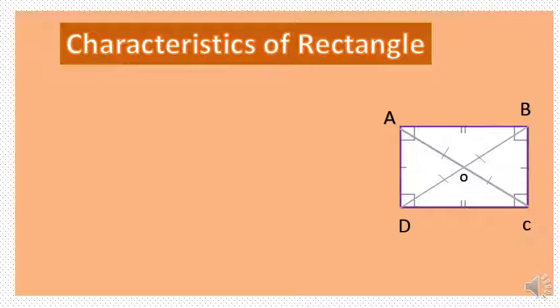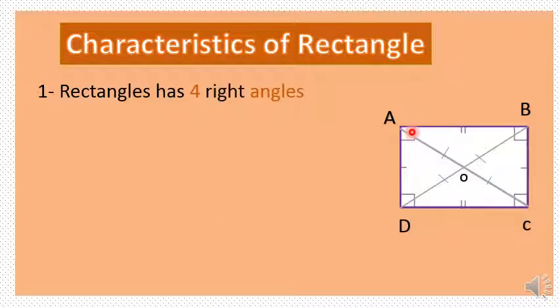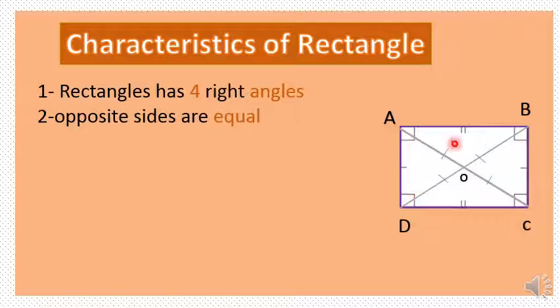Now let's talk about the characteristics of a rectangle. The rectangle has also 4 right angles. The opposite sides of a rectangle are equal. Now let's talk about the diagonals of the rectangle. What can you say about the diagonals?